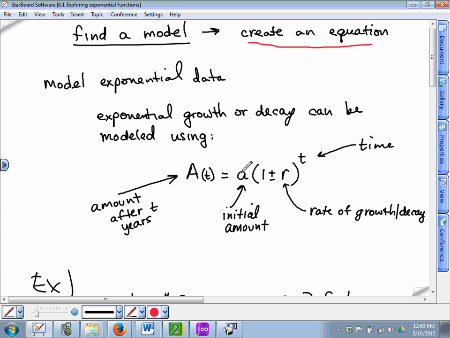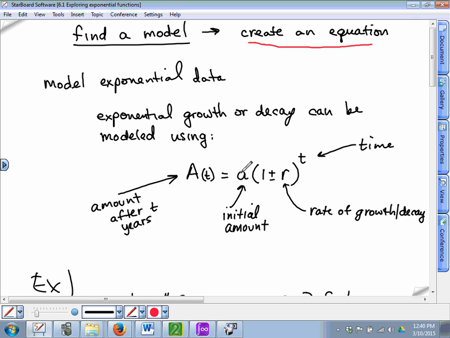So I'm going to describe a situation for you. I want you guys to see if you can write the equation for it, just based off my verbal description. You ready? You invest $500 for 10 years, and the annual interest rate is 5%. How much money would you have after 10 years?